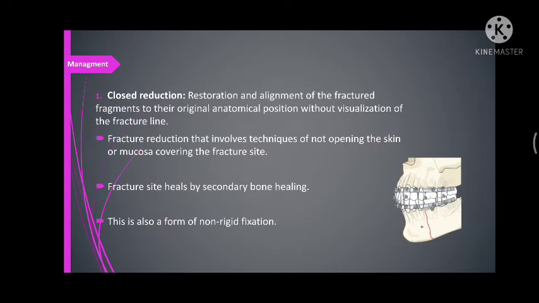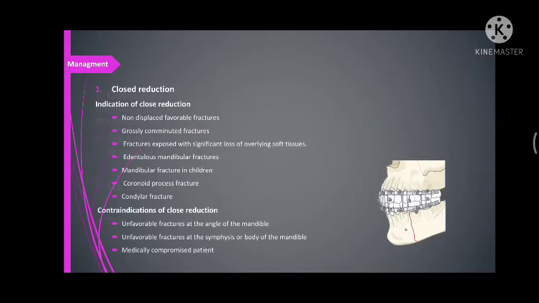Closed reduction is the restoration and alignment of the fracture fragments to their original anatomical position without visualization of the fracture line. It is a fracture reduction technique that does not involve opening the skin or mucosa covering the fracture site. The fracture site heals by secondary bone healing. This is also a form of non-rigid fixation.